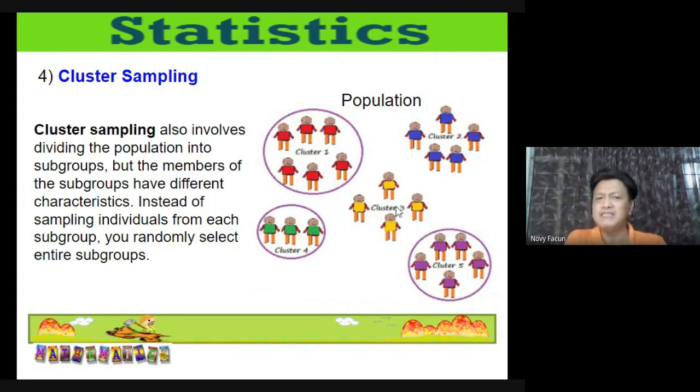Ibig sabihin niyan, kukuha ka lang diyan ng cluster. Kukuha ka based doon sa goal natin, that represent a sample. For example, cluster 4, cluster 2, and cluster 5. Yun yung kukunin ko lang. Hindi ako kukuha sa bawat cluster. Take note of that, kukuha ako doon based sa entire subgroups.